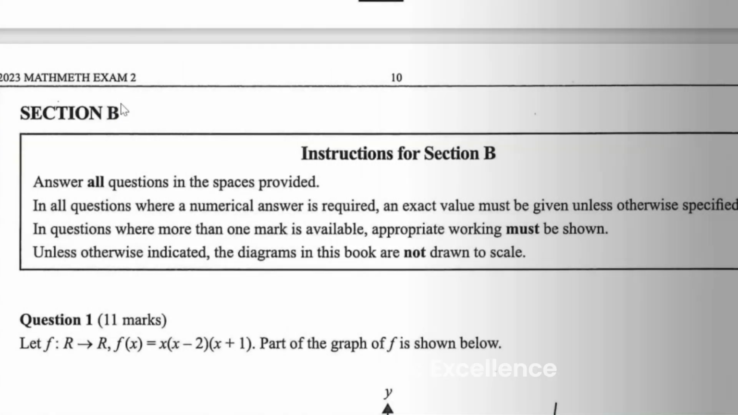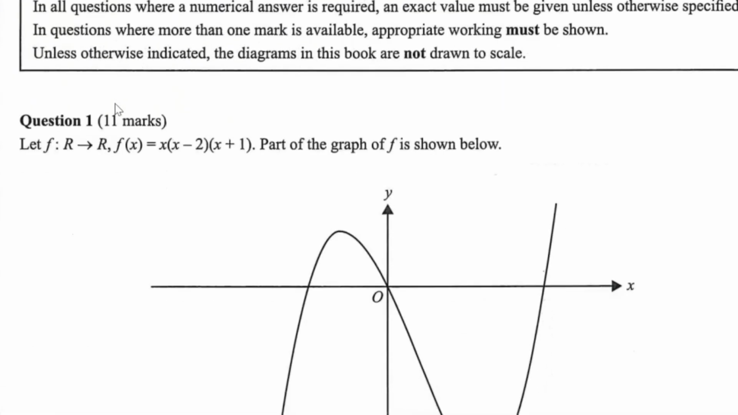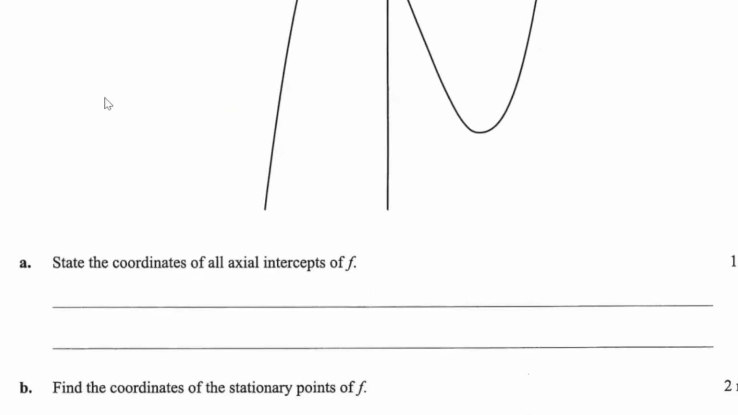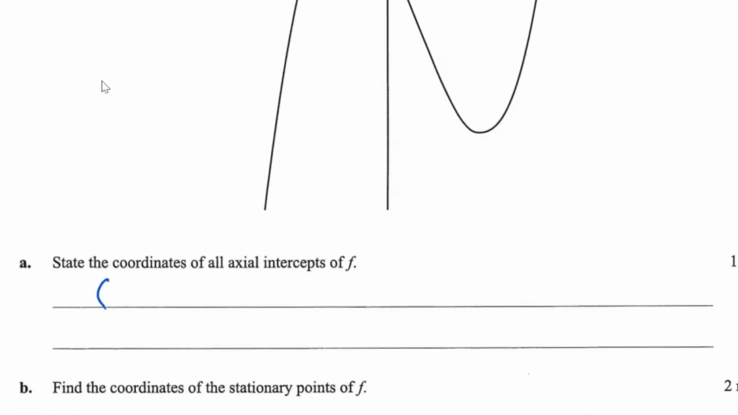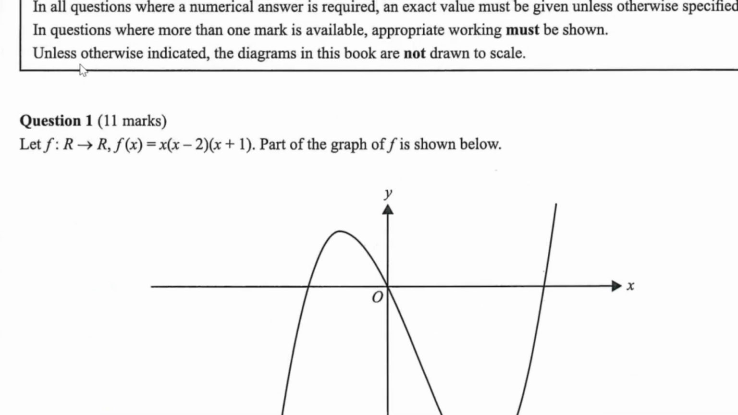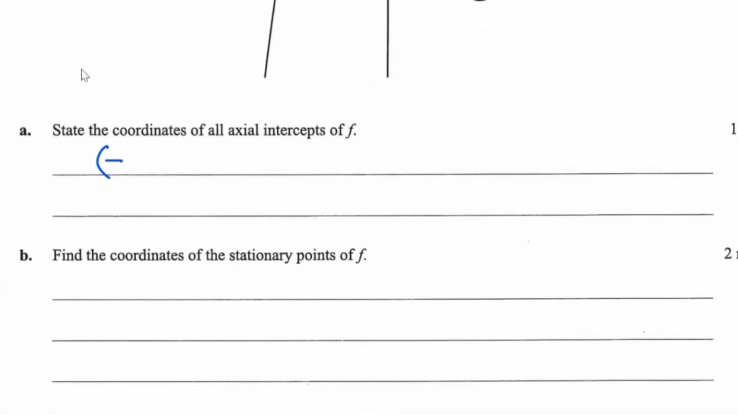This is section B of 2023 examination 2. So let's get started. State the coordinates of all axial intercepts of f. That one is actually straightforward. That's going to be 0, negative 1.